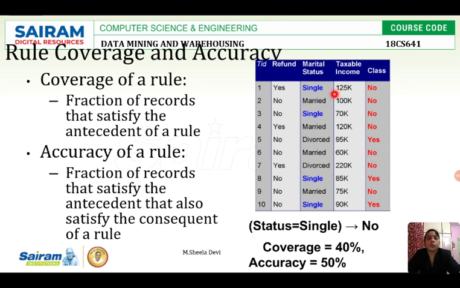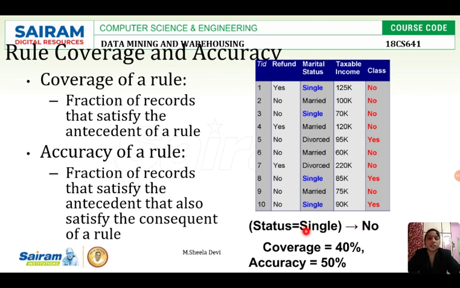Status single, yes. See here, status single, 2 times. Out of how many times? 1, 2. Status single is there 4 times, and out of that, this condition is satisfied only 2 times. So the rule is satisfied twice out of 4 records. 2 out of 4 is nothing but 50%. Accurately it satisfies only 50%. The accuracy is 50%. Clear?